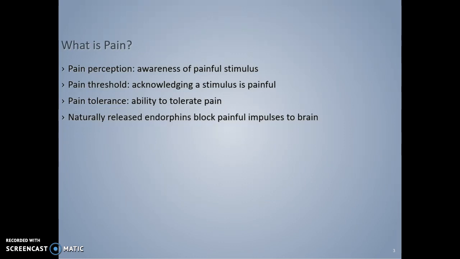So what other factors affect an individual's psychological or emotional response to pain? What do you think that is? Mental conditions, physical stamina, ethnic background, and many other things. So we also need to realize that naturally released endorphins block painful impulses to the brain. So that's why sometimes when we have a lot of those endorphins going and we're really moving and we're not thinking, we don't notice the pain as much as we start to calm down.